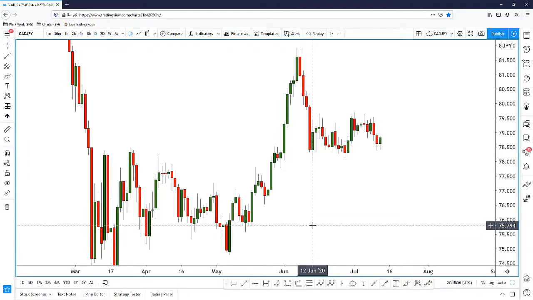And for today's trade of the day, I will be looking at CAD. Now, why did I decide to look at CAD? Because intraday there's a really nice setup, right?